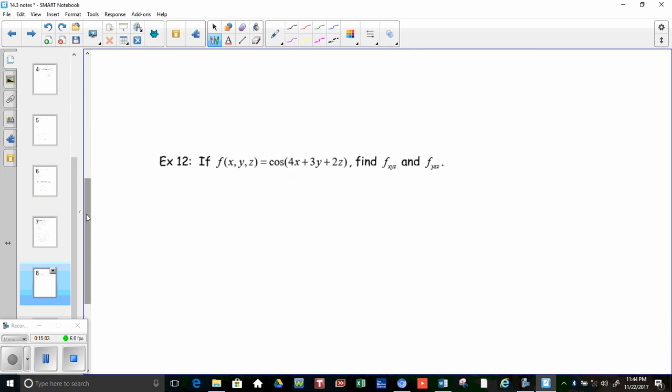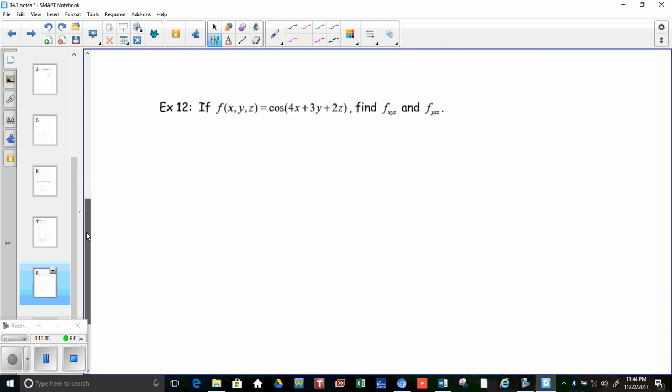All right. If the function of x, y, z is this cosine function here, we want to find the partials of x, y, z, and then the partial of y, z, z. Okay, that's an interesting one. Let's do the first one. We want to do the partial of x first, and then we'll do that with respect to y, and then that with respect to z.